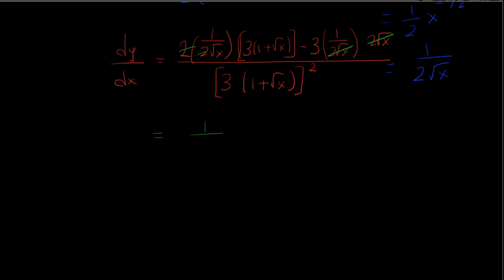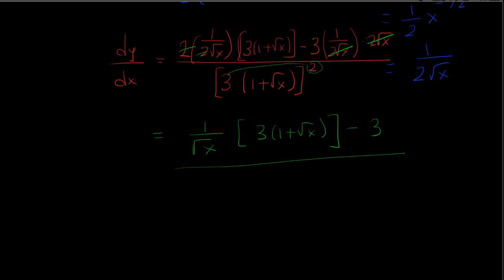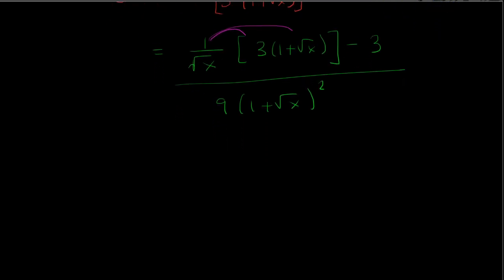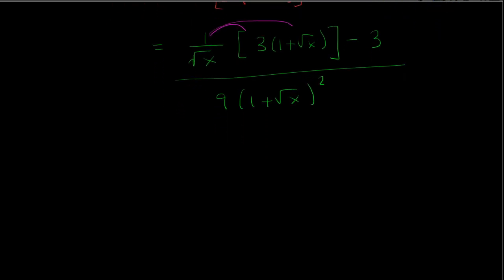Okay, so I have 1 over square root of x times 3 times quantity 1 plus square root of x minus 3, all over. So the square here is going to go on the 3 and what's in parentheses. So it's going to be 9 and then 1 plus square root of x squared. I'm going to distribute the 1 over square root of x to both of these. Or actually, yeah, let's just do that.